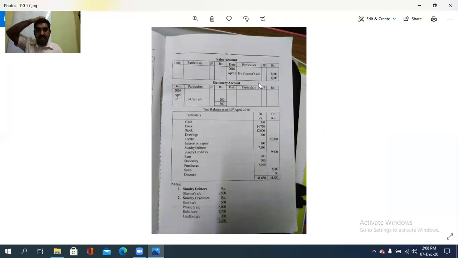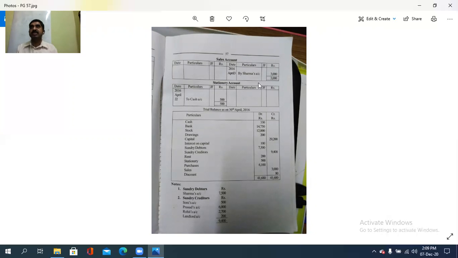And after that, we will prepare the trial balance. You are studying the trial balance, but I am mentioning it now anyway. Whatever the balances after the posting, when the accounts are balanced, whatever comes as a debit balance is to come on the debit side, and whatever belongs to the credit balance goes on the credit side.